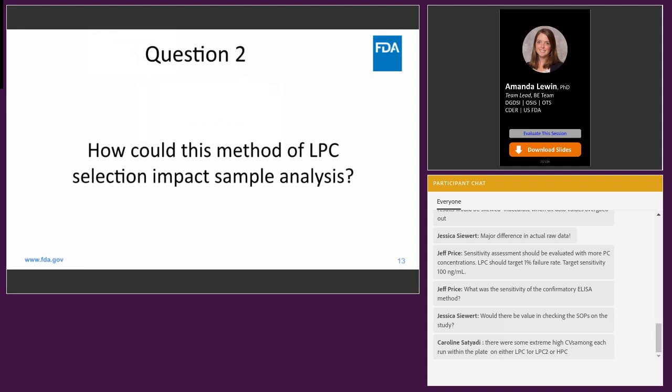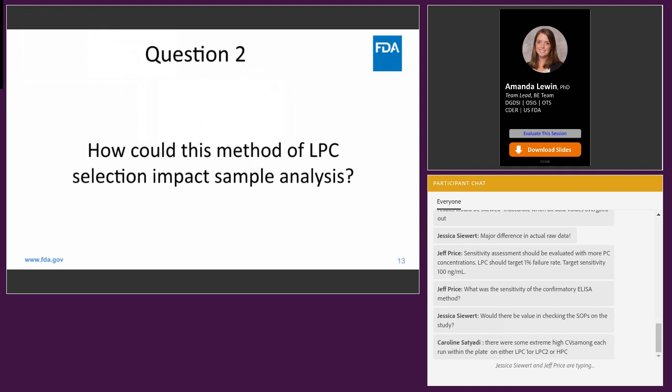So how could this method of LPC selection impact sample analysis? We're going to focus in on the LPC for the remainder of this case study because it's really the important factor here. You want to establish sensitivity, so you want to establish your LPC properly based off of that. So why would this be an issue? Why would an arbitrary LPC be an issue?